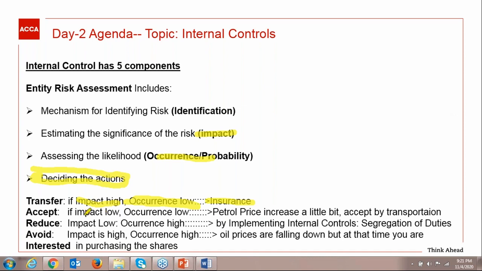So, what is the third strategy, that is reduce? This strategy will be applied when the impact is low but the occurrence is high. So how can we reduce it? By implementing internal controls, or you can say segregation of duties. Here I can give you an example to further clarify how we can reduce the risk.